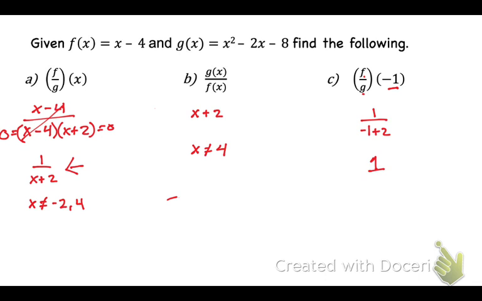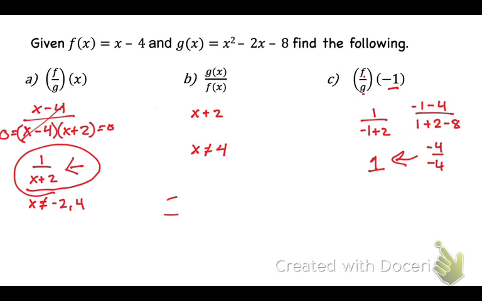Yes? I just plugged it in. How do you get that? Plugged it right into here. I just plugged it into the actual equation. Well, if you plug it into the actual equation, you should get the same thing. You should get negative 1 minus 4 over 1 plus 2 minus 8. So it'd be negative 4 over negative 4, which would be 1. Negative 5, oh, yeah, so it'd be negative 5 over negative 5. Sorry. Still going to be what? 1.